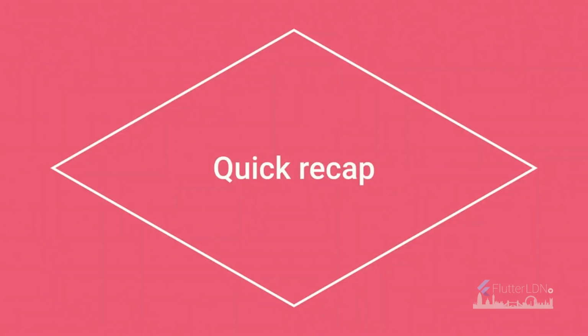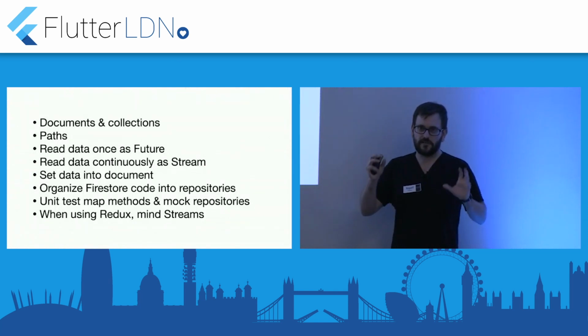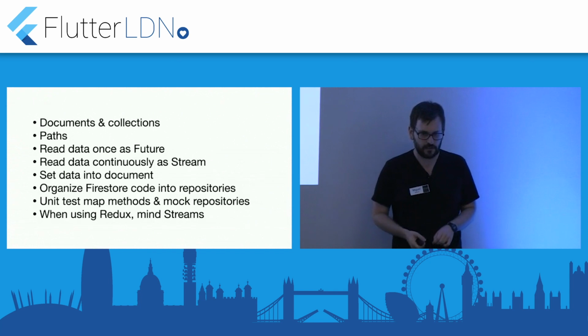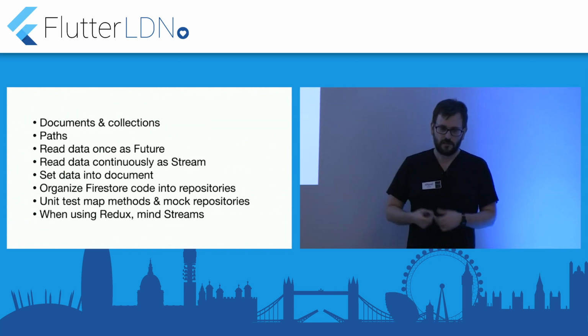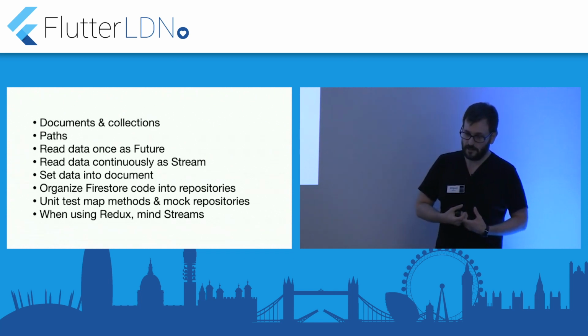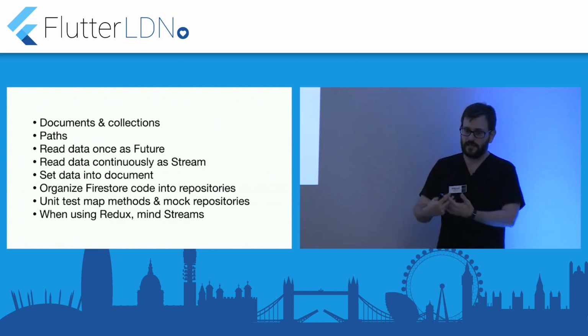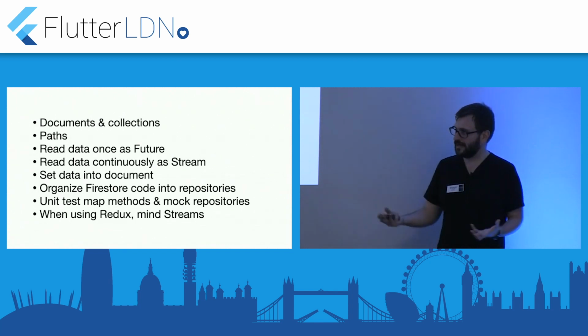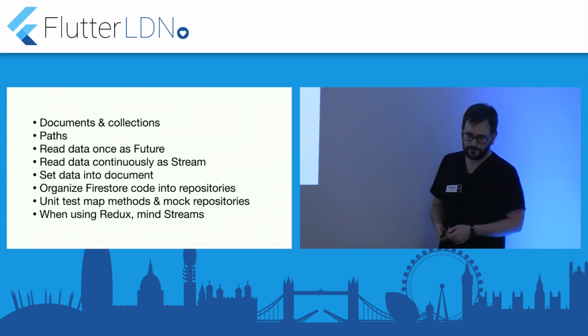Quick recap at the end about the most important things here. Data is structured in Firestore using documents and collections, and you need to understand this difference, and you need to understand well how they work. You use paths to access both the documents and these collections. You can read data once, and you will get it as a future, or you can read data continuously and you get it as a stream. In both cases, they are classes that exist. In Flutter, they exist in Dart, and you can use them easily.